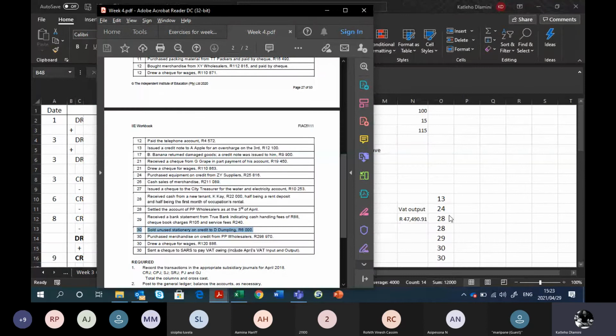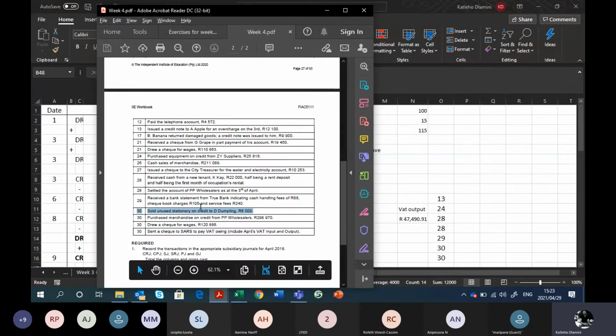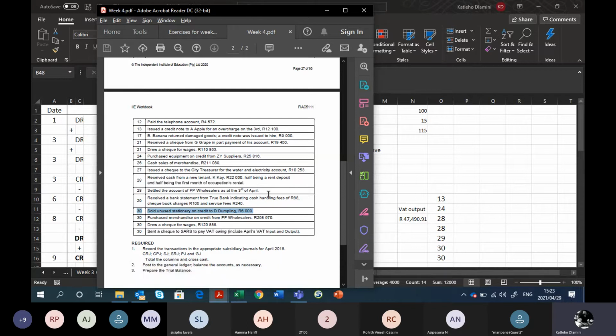Okay, that is about 1, 2, 3, 4, 5, 6, 7 transactions. That shouldn't take you more than 20 minutes, even 15 minutes. I'll give you 16 minutes. So when the clock strikes 22, we are marking.